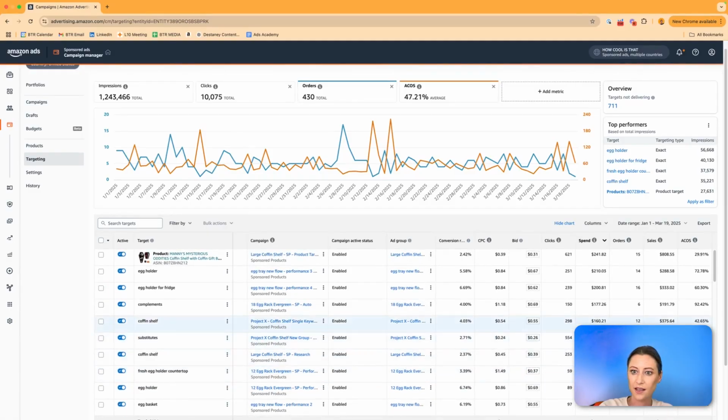On the flip side, let's say, look, we have a 23% ACoS. It's fantastic. Our bid looks pretty good. Maybe we have opportunity to increase our bid because we want to drive more sales. We know that our substitutes is doing really well for us within that auto campaign. Let's increase our bid to drive more sales. That's really the core of bid management.